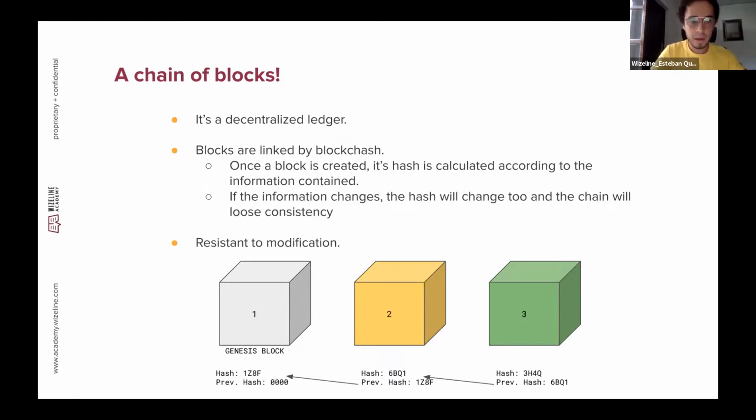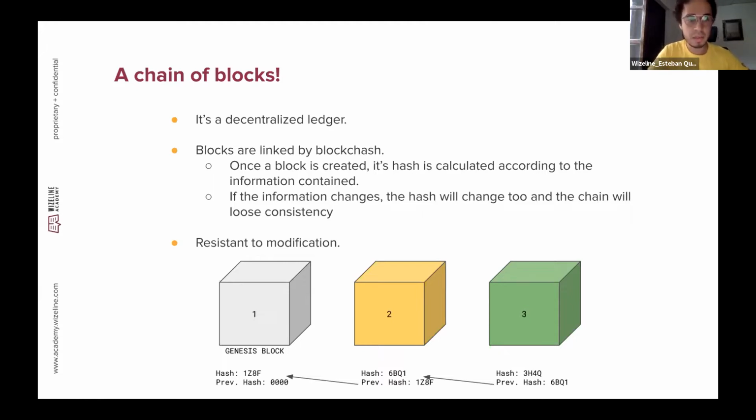In order to maintain consistency, for example, if we change the value of the transactions or any data inside block number 2, the hash will change, right? Instead of being 6BQ1, it will be a completely different thing. So block number 3 will not know what to refer to, because the hash 6BQ1 doesn't exist anymore. So the blockchain will lose consistency.